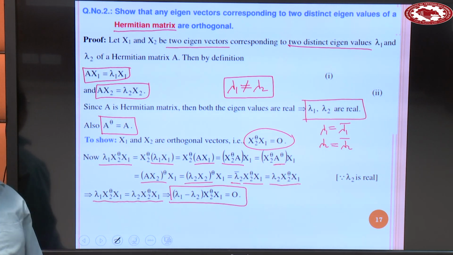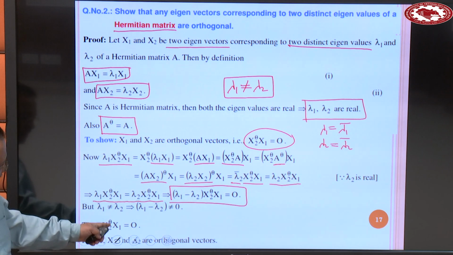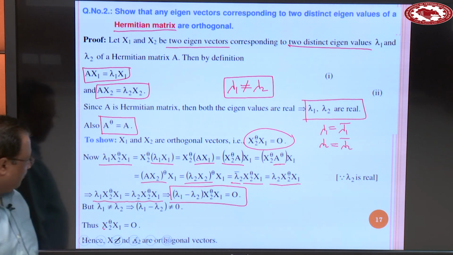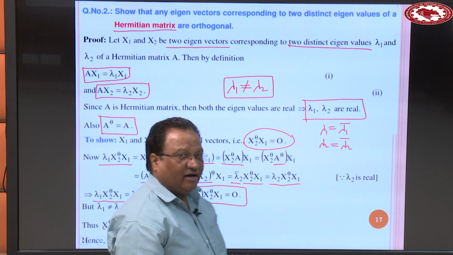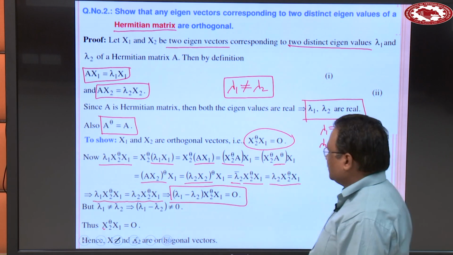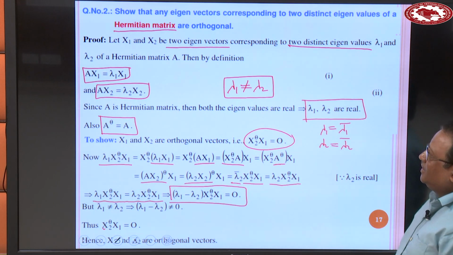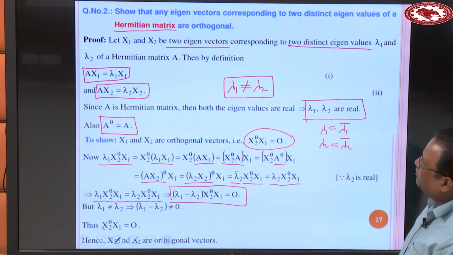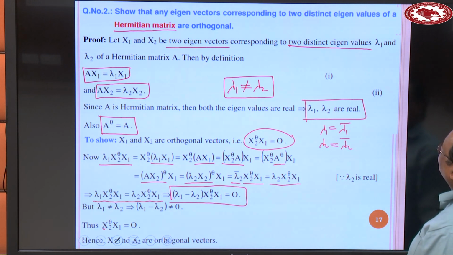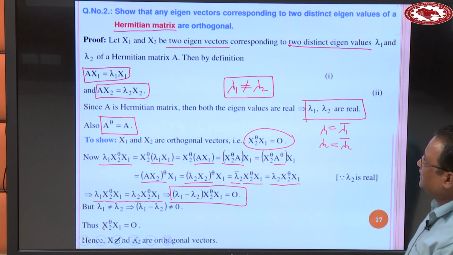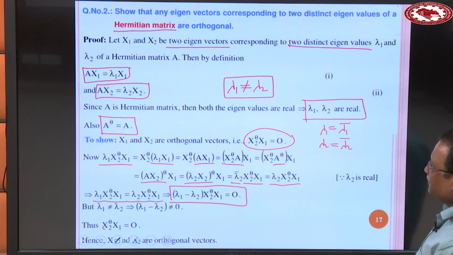Now lambda 1 is not equal to lambda 2, clear? This means x2 theta x1 is equal to O. So these two vectors are orthogonal vectors. So in this way you can evaluate this whole process of this important result: any eigenvectors corresponding to two distinct eigenvalues of a Hermitian matrix are orthogonal, okay?